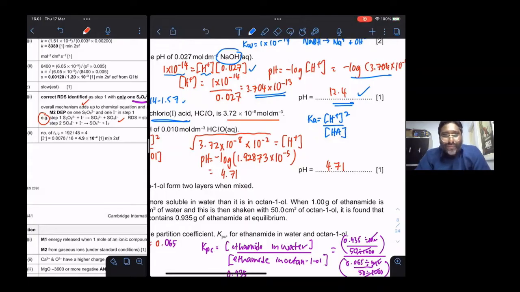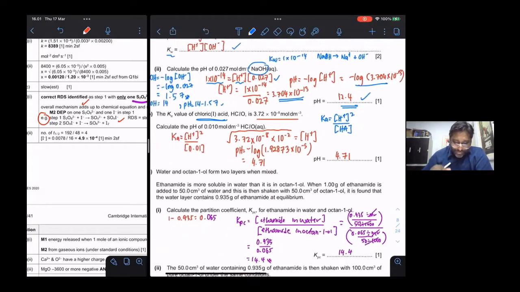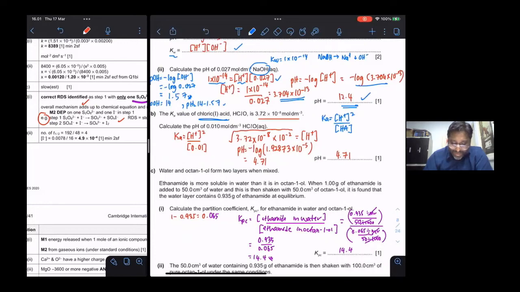HA is going to be your weak acid. So you just need to calculate the pH. You need to find out the concentration of H plus first. So I put all these values, H plus to the power of 2, and the concentration of the weak acid is given, so you just put it over there.